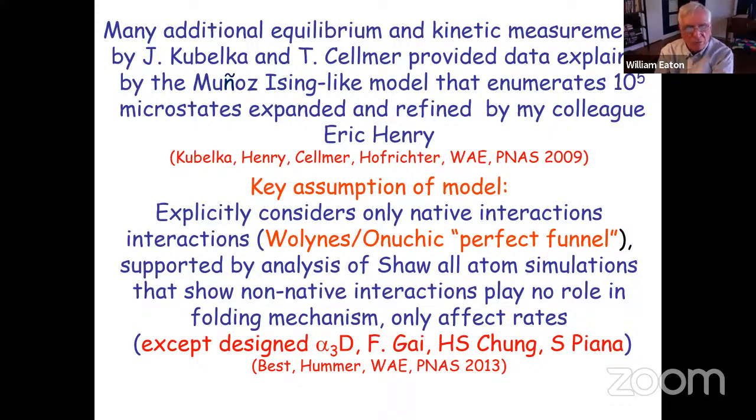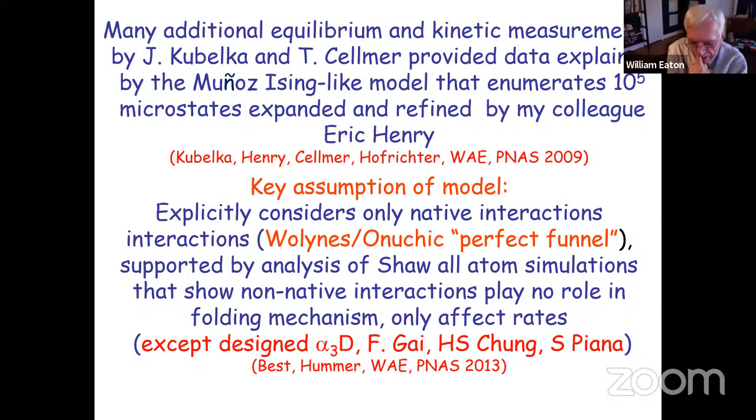And this was strongly supported, I believe, by analysis of David Shaw's all-atom simulations that were analyzed by Robert Best and Gerhard Hummer in a paper in 2013 that show non-native interactions in these 9 two-state proteins that were studied by simulations played no role whatsoever in the folding mechanism. They could only affect the rates. There was one exception, which is a protein alpha-3D that Feng Gai has studied by T-jump and Hoi Sung Chung, later by single molecule experiments, and Stefano Piana by additional simulations. Alpha-3D is a designed protein, which means, according to Peter's minimal frustration, it would be expected to have it's not an evolved protein.